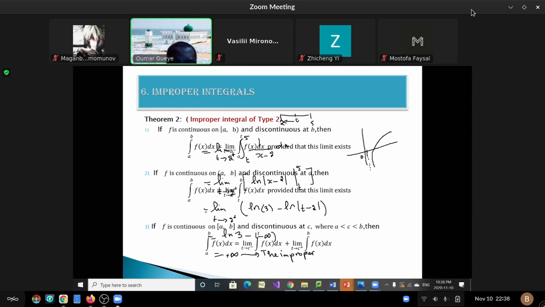For a definite integral, you have the continuity, and you just apply exactly what we did before in the previous chapters. And for this one, because of the discontinuity, the continuity is missing. So that's why you have to apply the limit here. Okay?